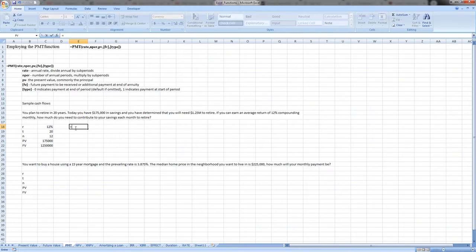So we'll start with =PMT. If we hit tab, we see that we're prompted with the syntax of the payment function. We know that the rate was 12%. We have to divide for the subperiods to get the periodic interest. We then move to periods. We know 20 years with 12 subperiods.